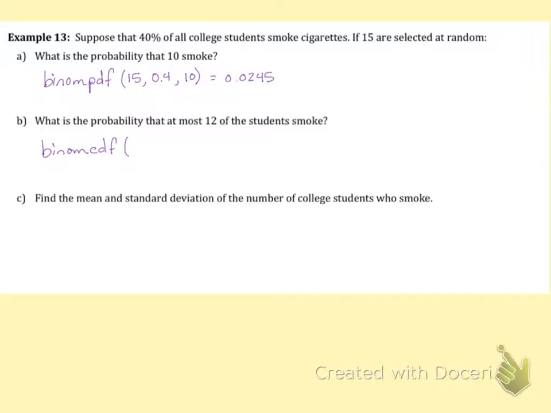So we're going to use CDF this time, and it's going to basically calculate the probability that 12 smoke, or 11, or 10, or 9, or 8, or all the way down to 0. But it will do this for us, so we don't have to do each one separately. So if you put this into your calculator, you will get 0.9997.